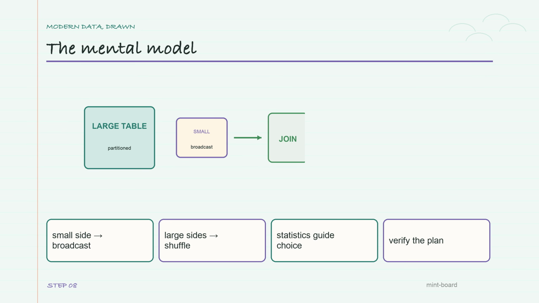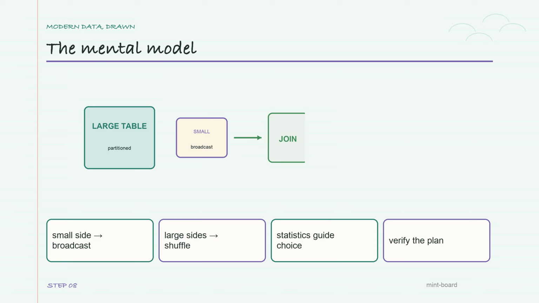Before we finish, let us join the pieces into one mental model. Broadcast means take a small map to every worker. Sort merge means move both crowds into matching lines. Check the physical plan and runtime metrics to learn what Spark actually chose. This is the part that usually makes the whole concept click.